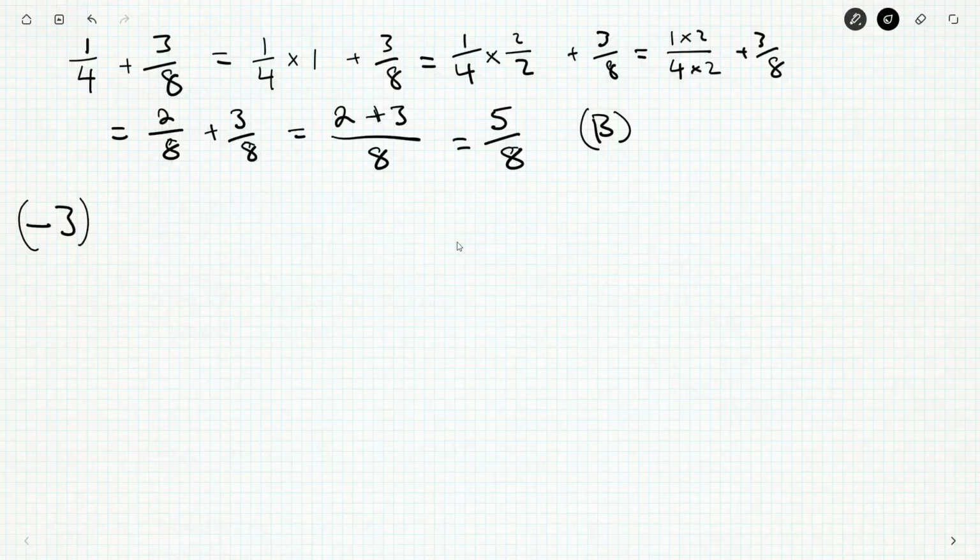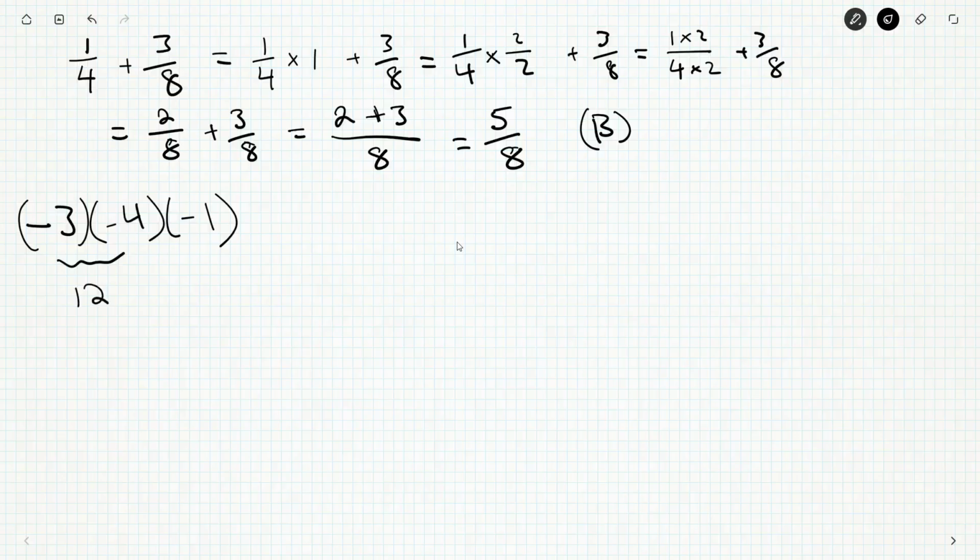So -3, -4, and -1. Well, it's multiplication. I'll pick any two, and I multiply them together. So -3 times -4, well, the minus signs actually cancel each other out, so it's going to be a positive number. And 3 times 4 is 12. So that's the positive number we're working with.